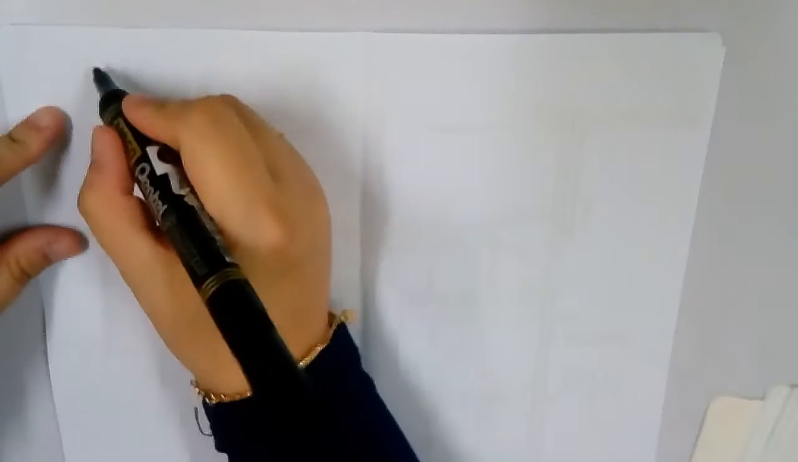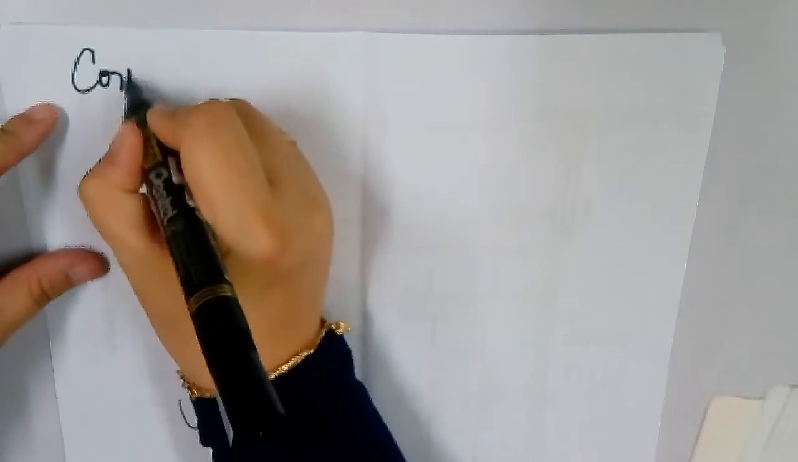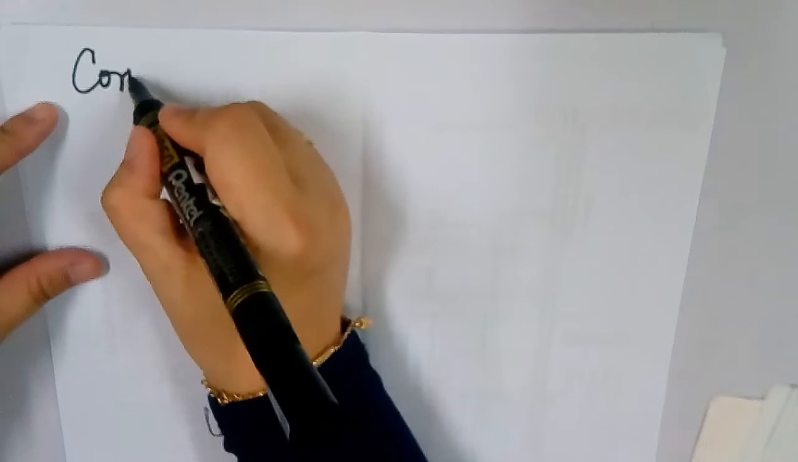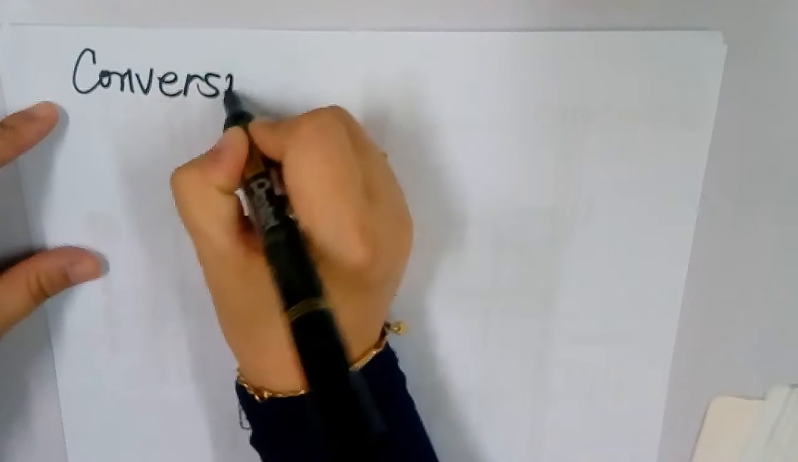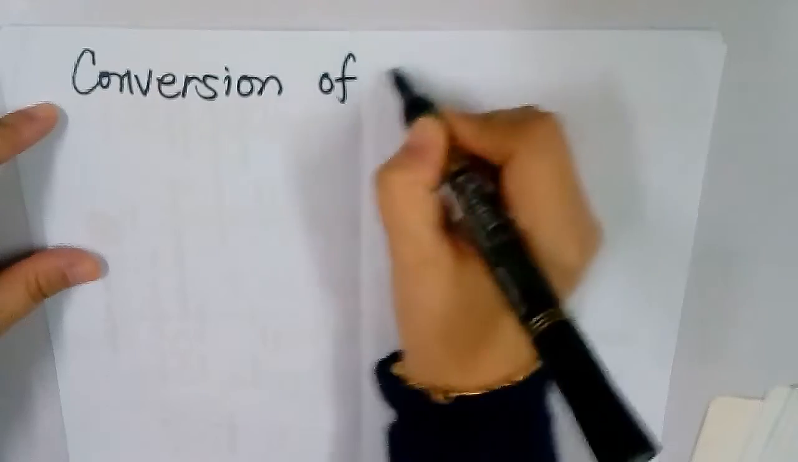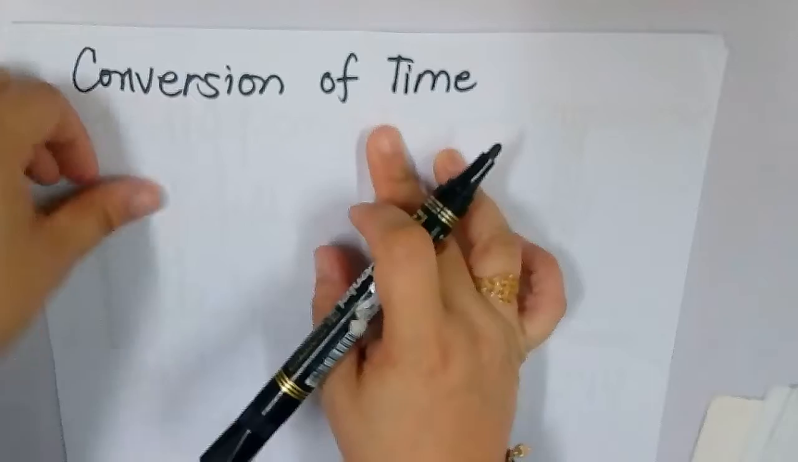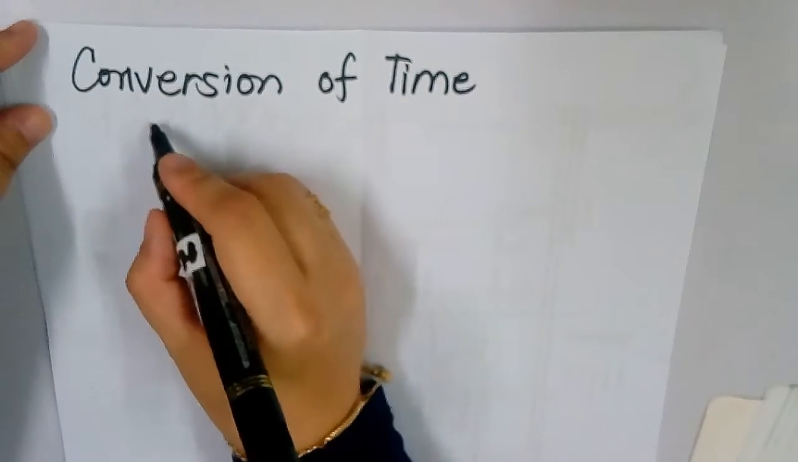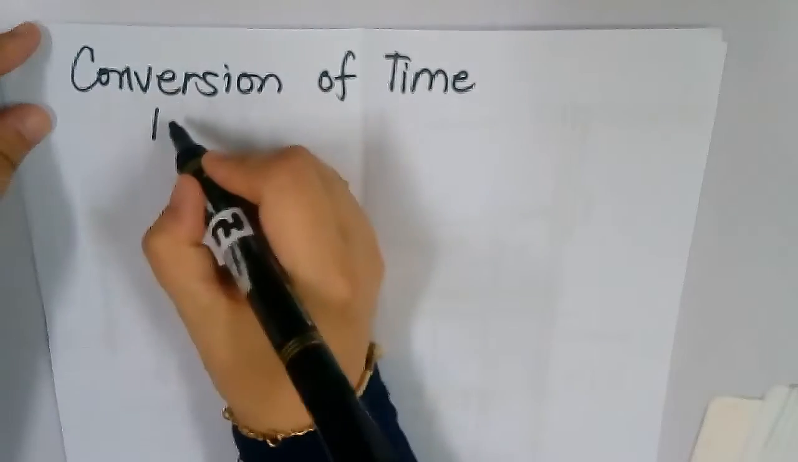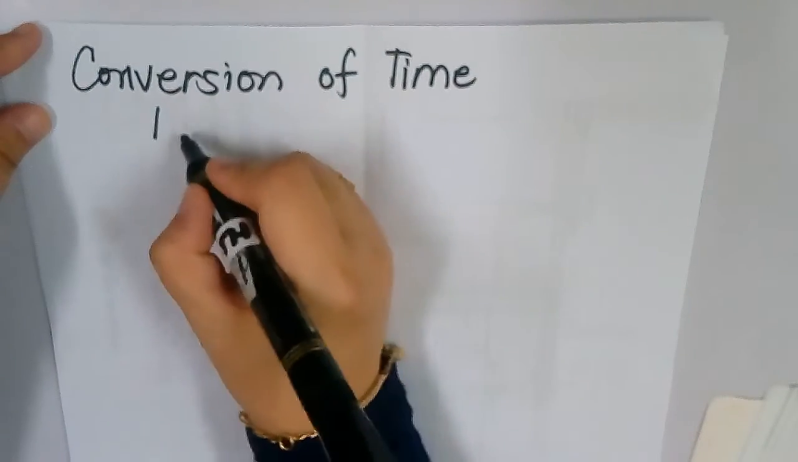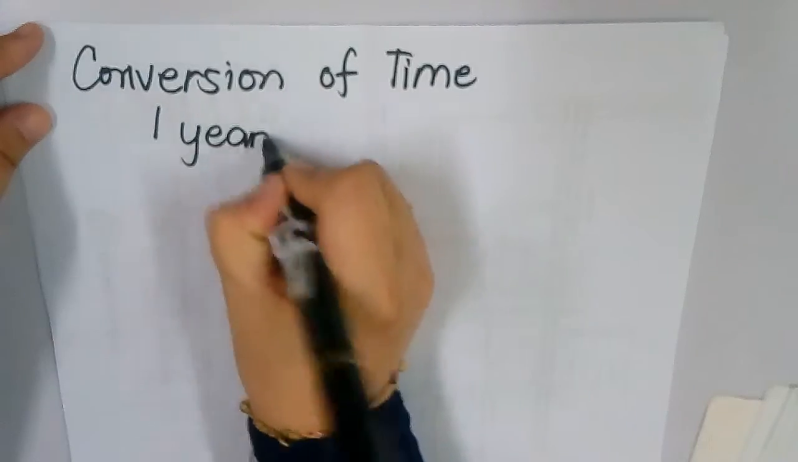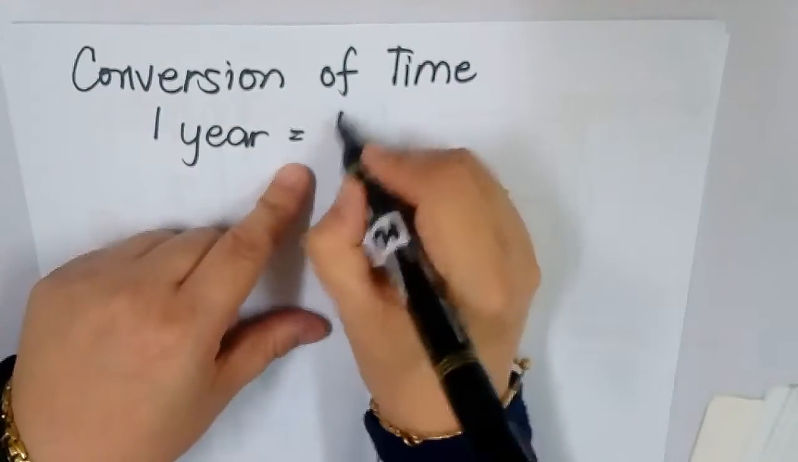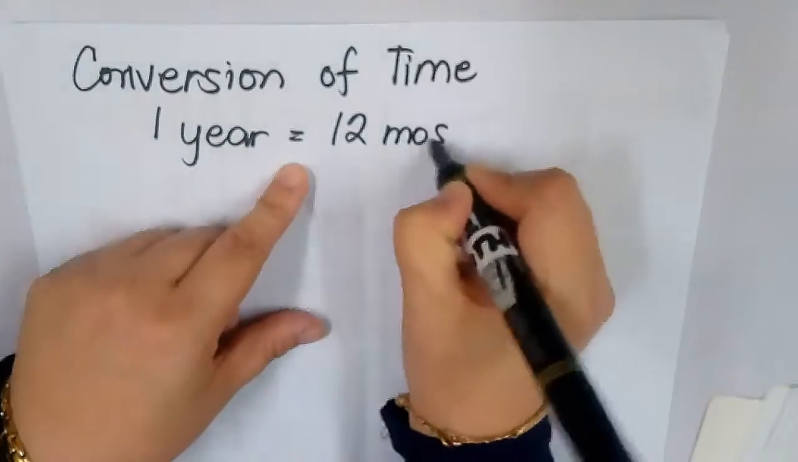Okay, so now, ang conversion naman natin is time. So, we have the conversion of time. So, sa conversion of time, we have the days and hours and seconds. So, for 1 year, so 1 year, how many months do we have? We have 12 months. Okay?